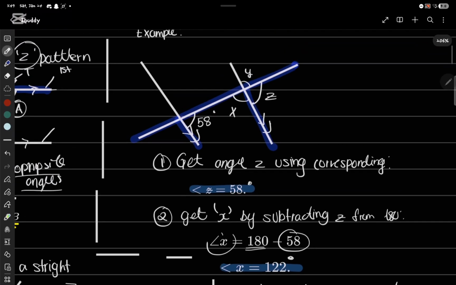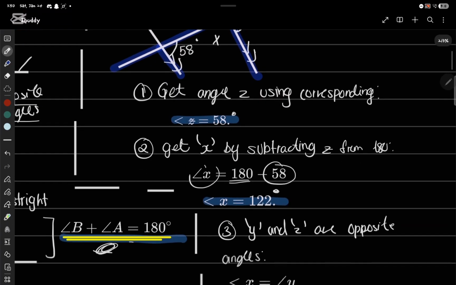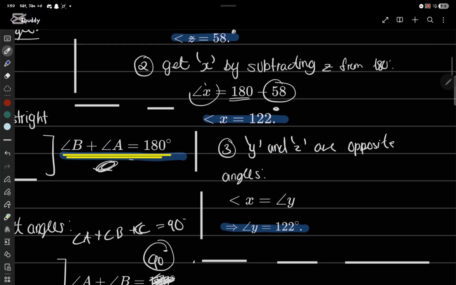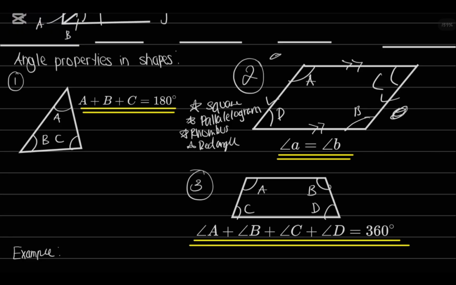All right. Once you have X, our next theorem is that X and Y are opposite to each other, right? Hence X equals Y, so Y will also be 122. Okay. All right. So we'll move on to angle properties.